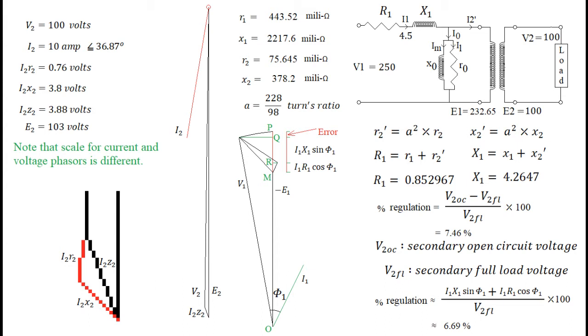Regulation of a transformer is the percentage rise in terminal voltage when load drops from full load to no load. Generally, when regulation is calculated, values of resistance and leakage reactances are referred to the primary side. The process of referring values to the primary side is performed by multiplying these values by the square of the turns ratio.